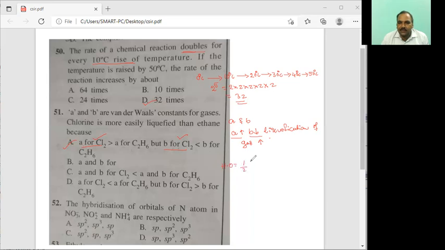Hybridized orbitals, how to calculate it? By using 1/2 of group number plus monovalent atoms minus charge of cation plus charge of anion.